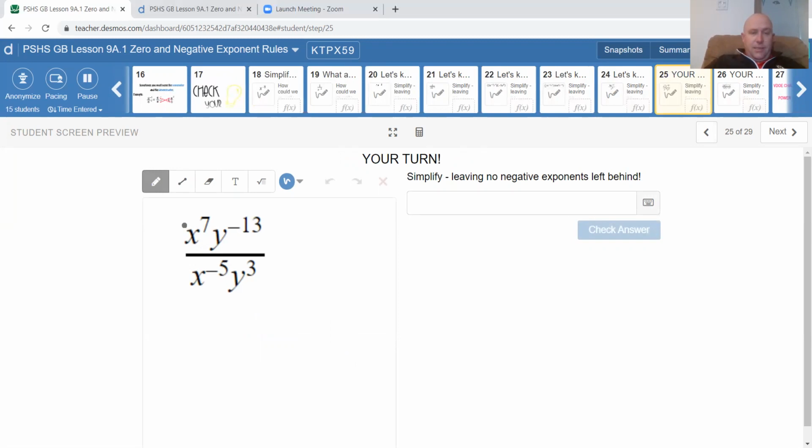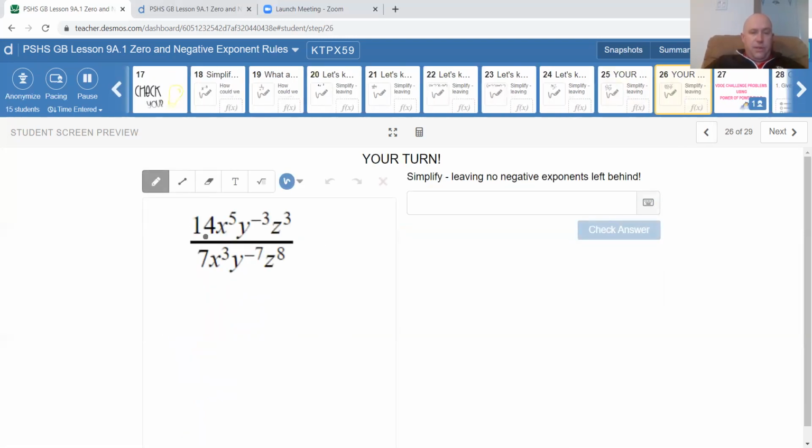No numbers, just letters this time. So 7 take away -5 is 12. And I'm going to do 2 stages at once here. -13 take away 3 is -16. So I'm not going to write it straight away as -16. I'm just going to put it as 16 on the bottom. That's what the negative exponent actually means.